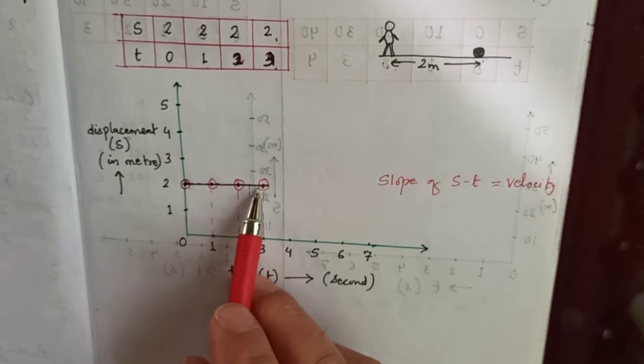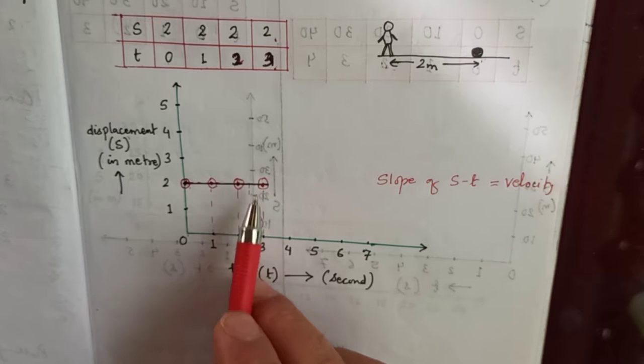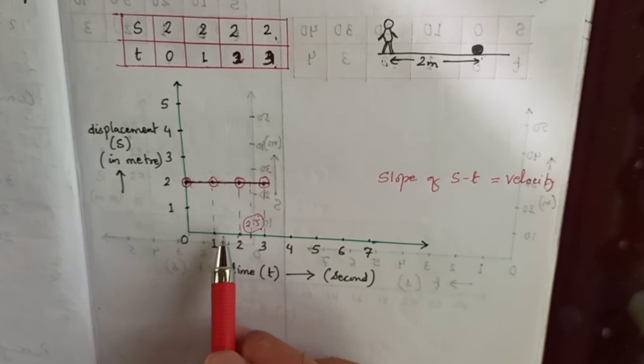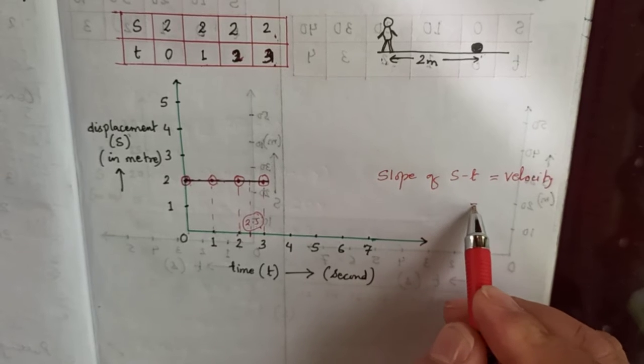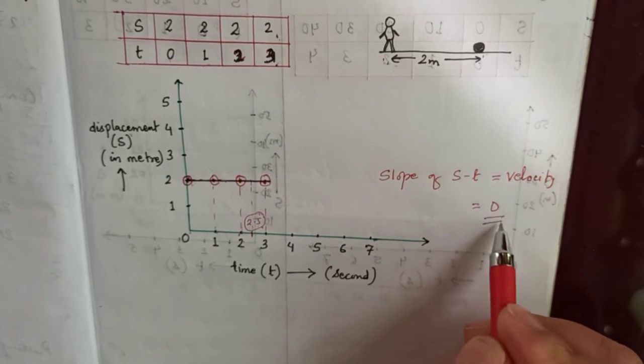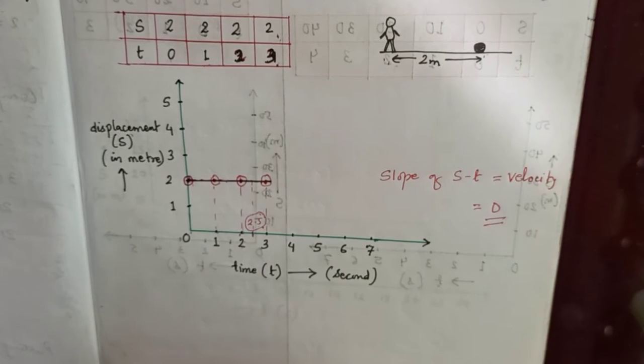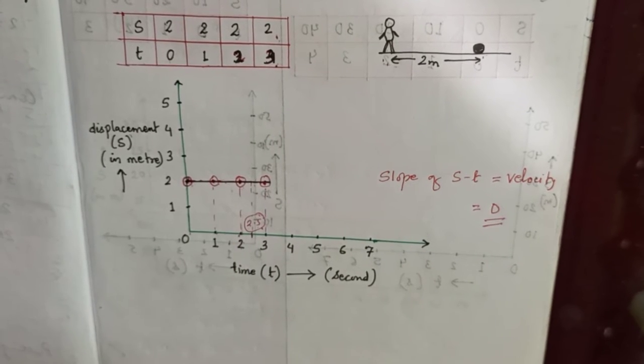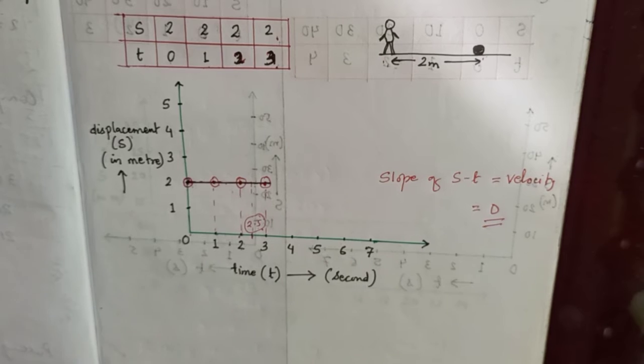So here this line is parallel to the time axis. It is not inclined to the time axis, it is parallel to the time axis. Therefore, its slope will be 0, which means velocity of the body is also 0. Because we know this is a graph for the body which is at rest. So its velocity obviously will be 0.